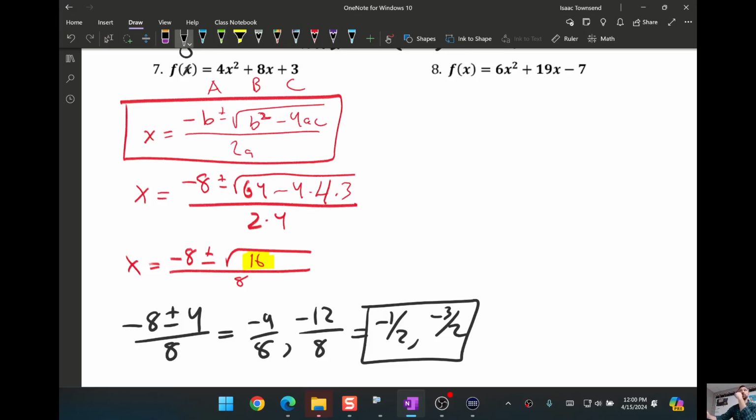Make sure you have the quadratic formula written down so that you memorize it correctly. Plug in A everywhere it says there's an A. Plug in a B everywhere there's a B. Same with C. Evaluate, evaluate, evaluate. Add once, divide by 8, subtract once, divide by 8, and reduce.